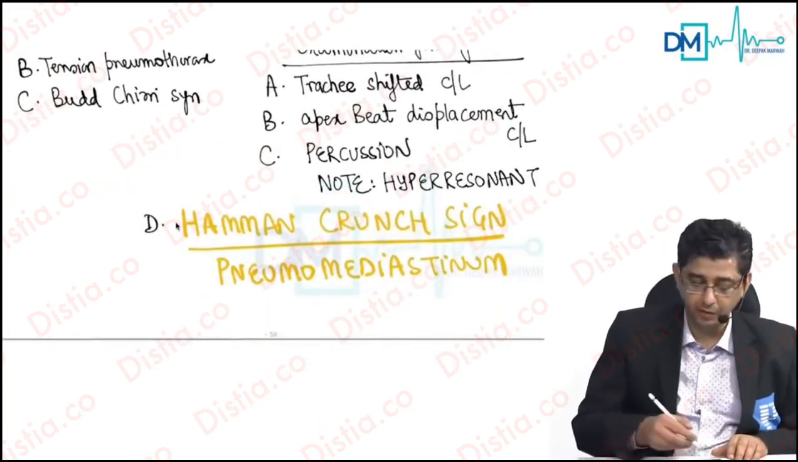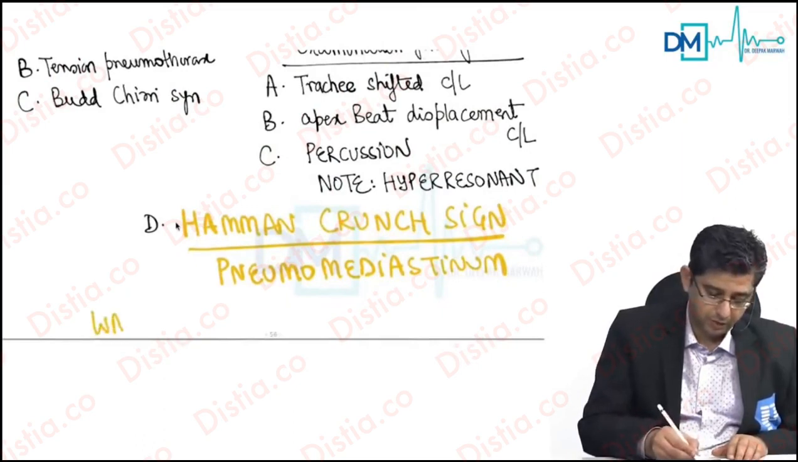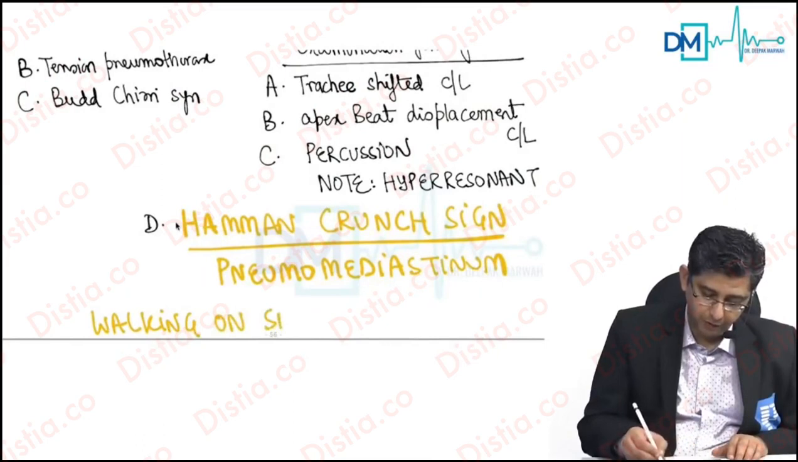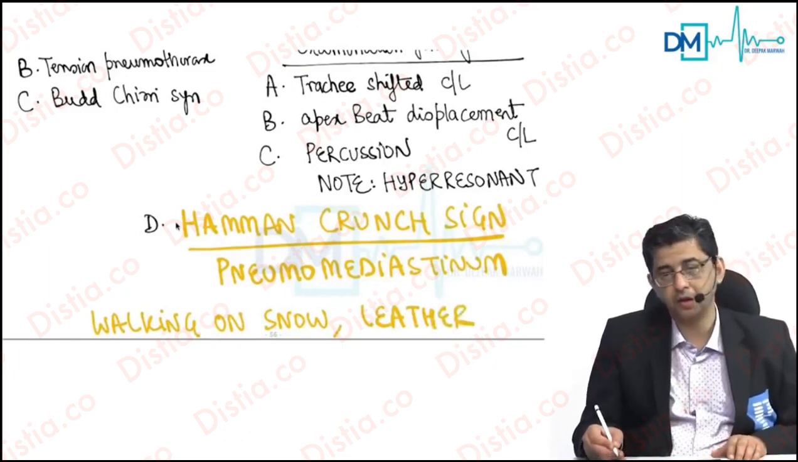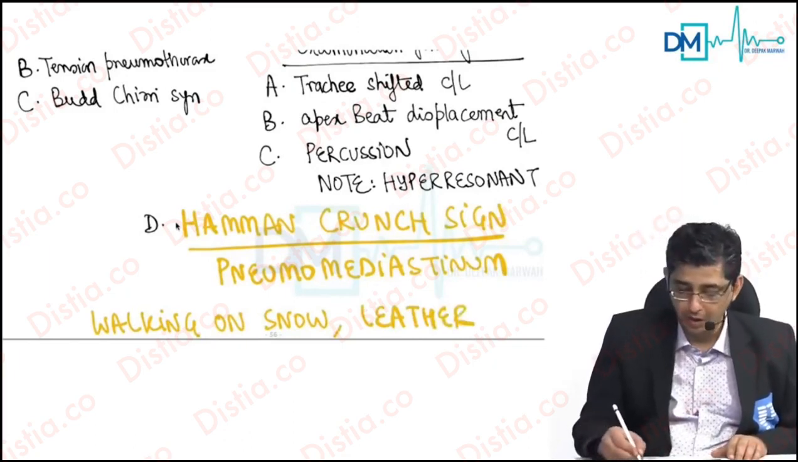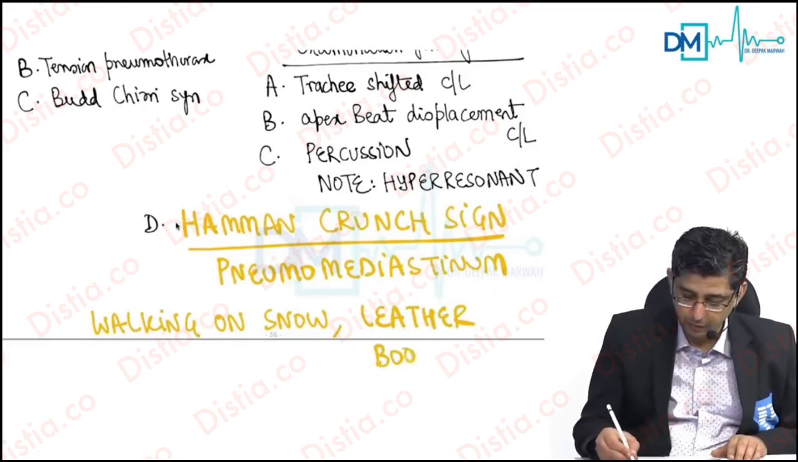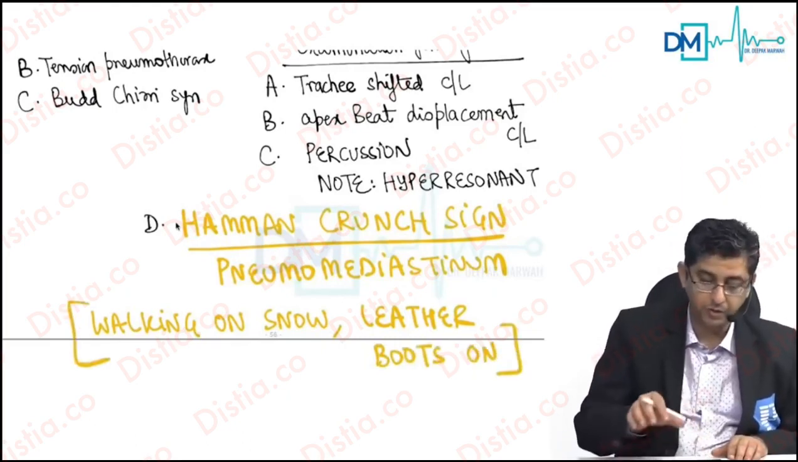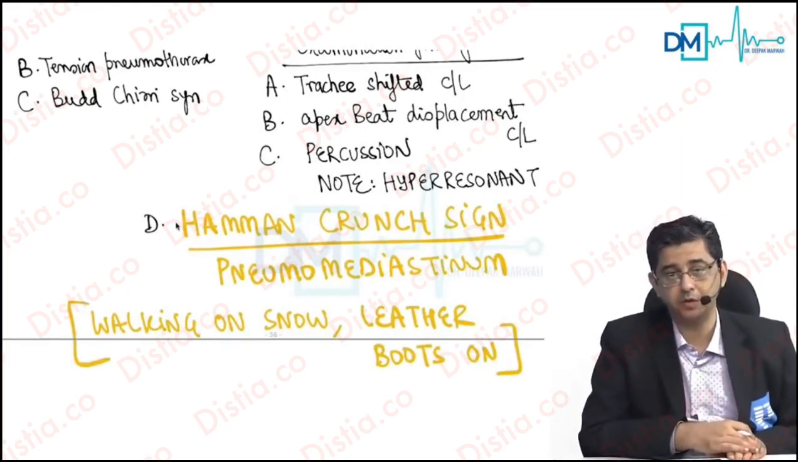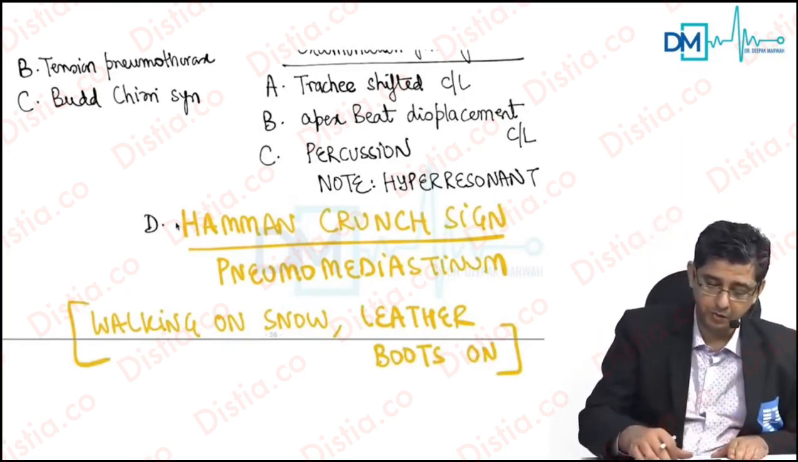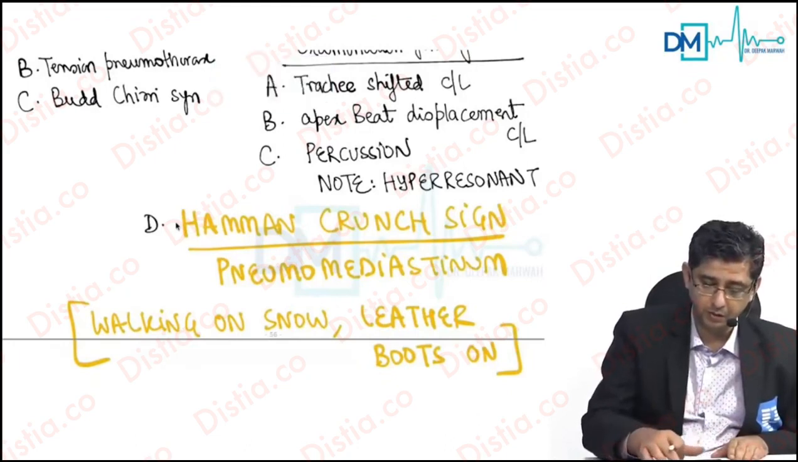Well, how does it sound? This is like somebody walking on freshly fallen snow with leather boots on, and the leather boots would be like military grade heavy duty leather boots. That's the kind of sound that you will get in Hamman's crunch sign. The word is crunch, like somebody walking on snow with heavy duty military grade leather boots on. So do remember this MCQ statement: Hamman's crunch sign is diagnostic of pneumomediastinum.